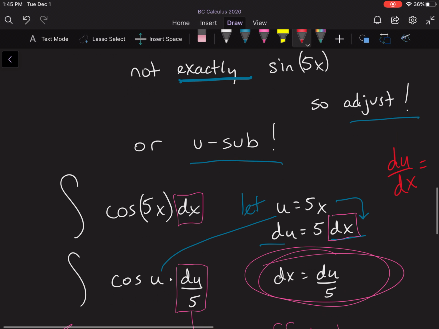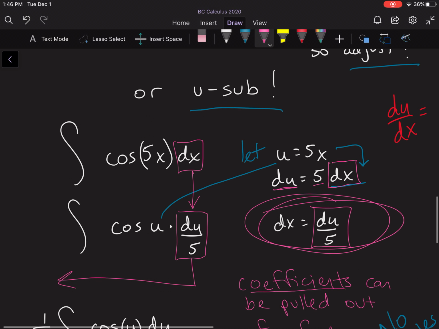Now, the video did take it that step further, and they did isolate in pink here that dx. So they just divided both sides by 5 is what's going on. Okay, so you can do that, and then this chunk goes in for dx. Okay, and that would be great because that's how you can get that 5 on the bottom. Some of you have already adjusted and you saw that there was a 1/5. That's fine too.